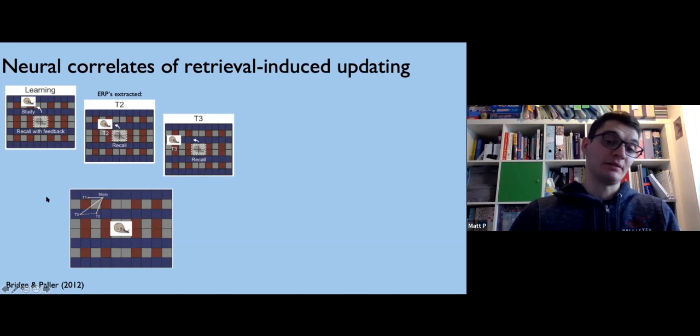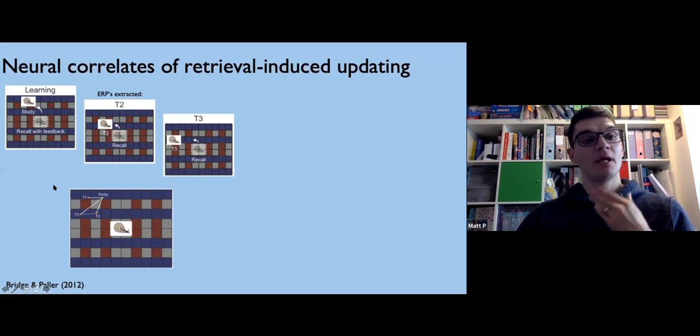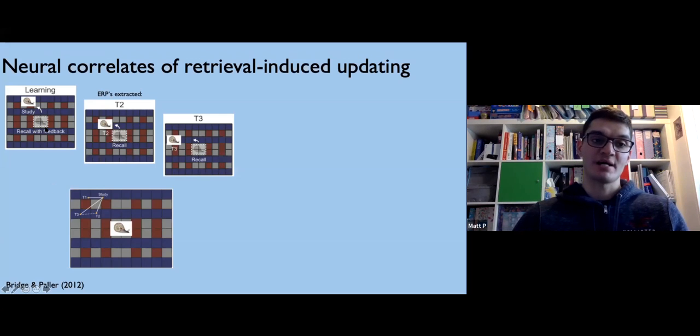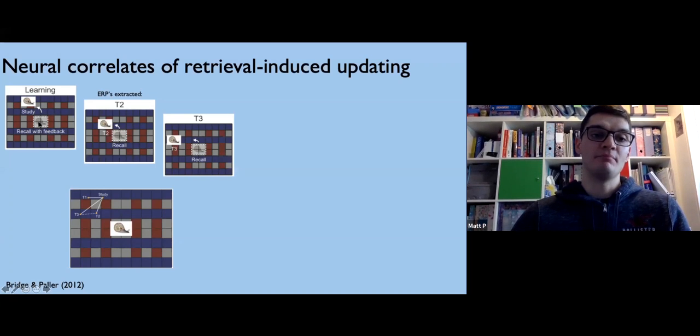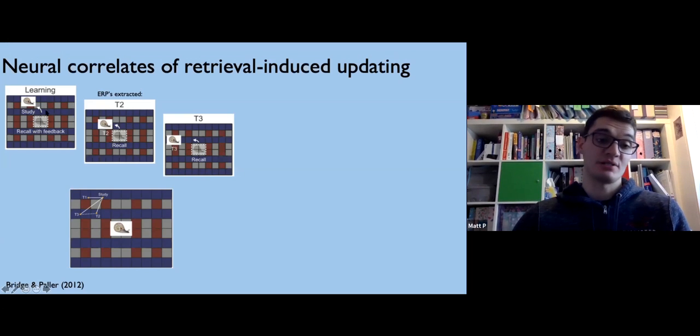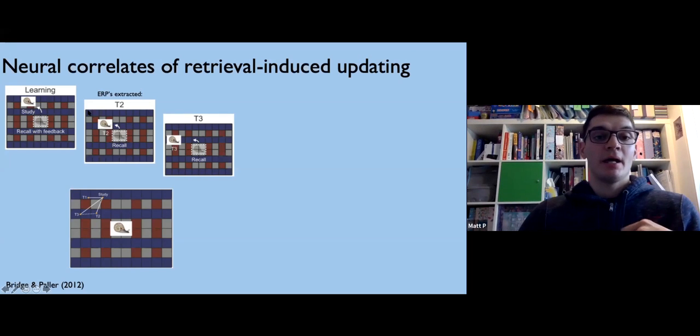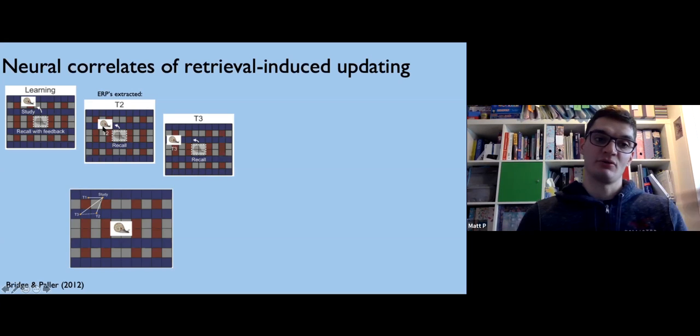The task that Bridge and Paller used was similar to the one I showed earlier, a spatial memory task. In the learning phase, participants learned several object locations. They then had, in task two, a cued recall task. They're presented with the objects in the middle of the screen and just have to recall the location that they remembered from the learning phase. Task three was the same, a cued recall task, trying to remember the location of the objects that they memorized during the learning phase.